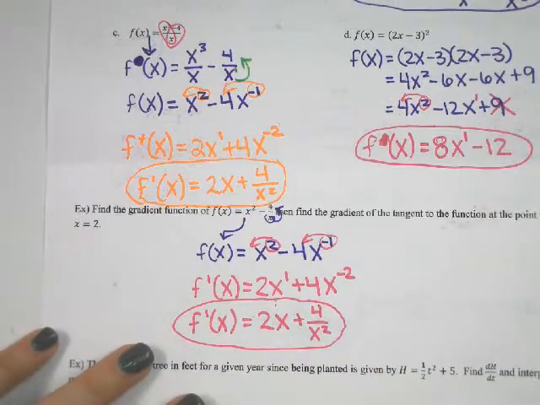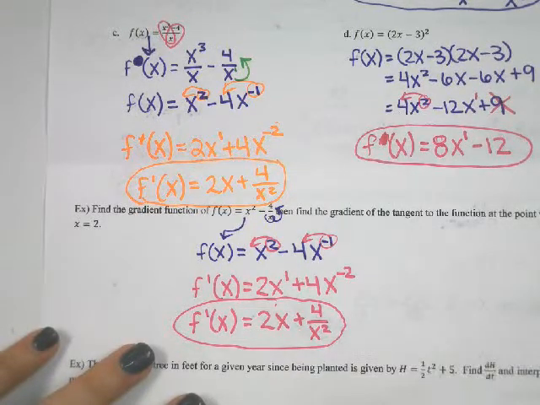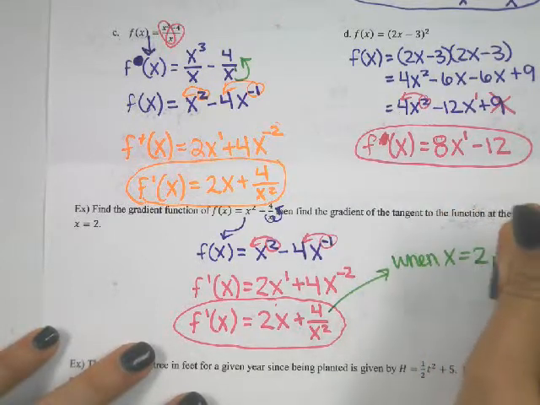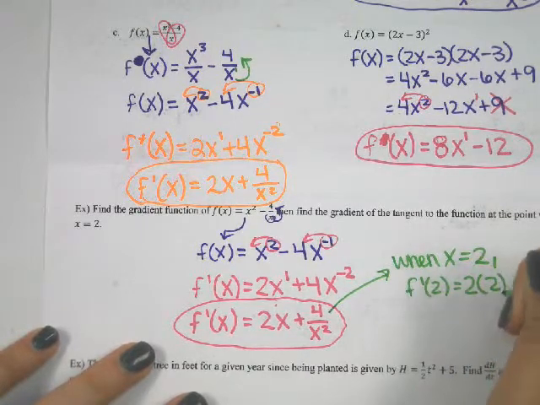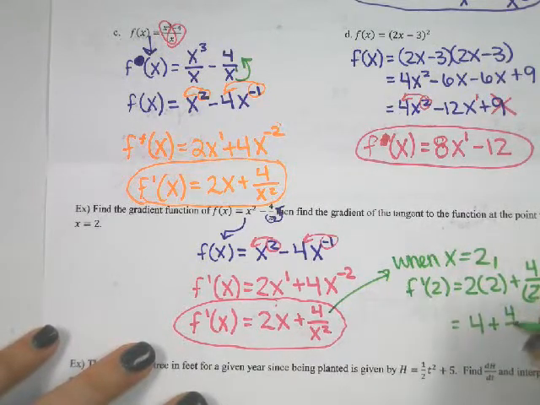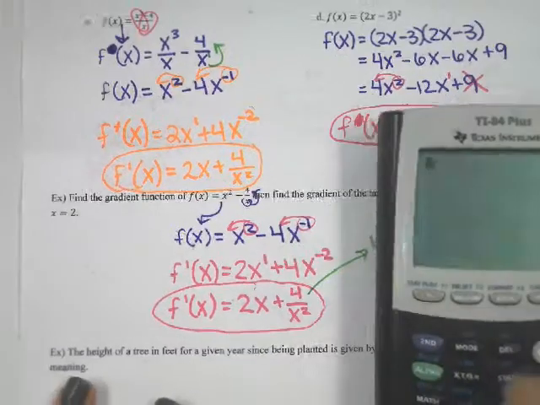Now I want to find the gradient of the tangent line at the point x equals 2. So I'm going to plug in 2. Two times 2 plus 4 over 2 squared. This is 4 plus 4 over 4. I get 5. So if I plug in 2 to my gradient function, that tells me the gradient of the tangent line is 5 at that point.